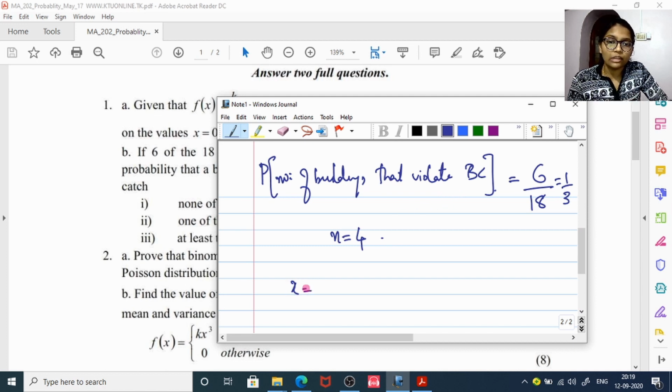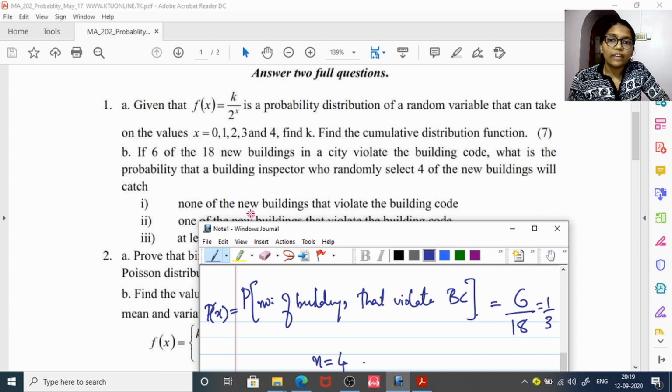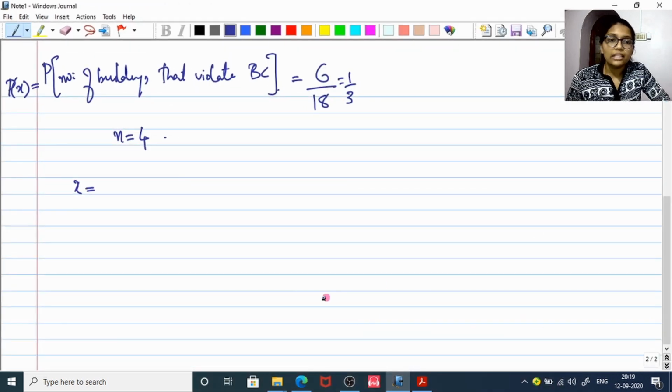Which means our x value, usually we write like P of x, isn't it? So x is the number taken for the number of buildings that violate the building code. Since the first question asked is to find the probability that none of the buildings violate the building code, the x value will be 0.